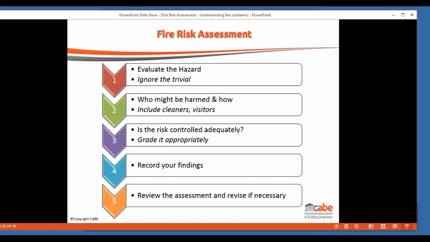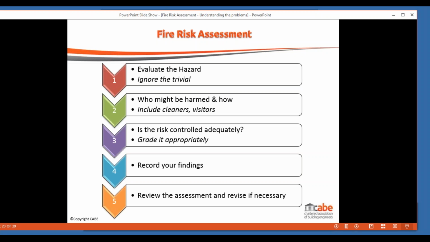Within some of the guidance, some talks about a 5-step approach, some talks about a 9-step approach. The general principle is you follow what we've been talking about. You identify the hazards. If it is a trivial hazard, if it's not likely to happen, if it's not likely to actually cause an injury, then ignore it. Don't bog down the fire risk assessment with a lot of detail that is never going to have an impact upon anybody. So evaluate the hazard, then look at who might be harmed, then look at the controls, and then it's absolutely fundamental to record the findings of a fire risk assessment.